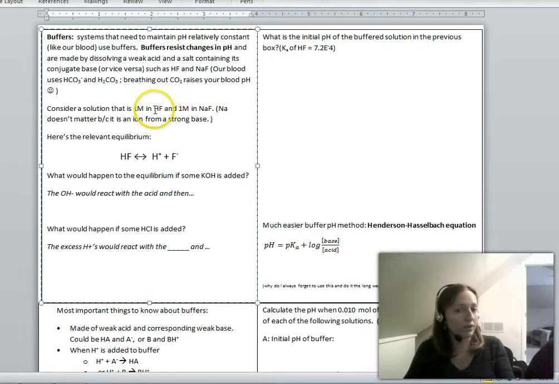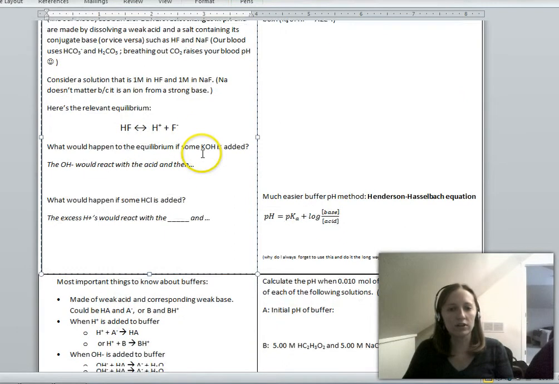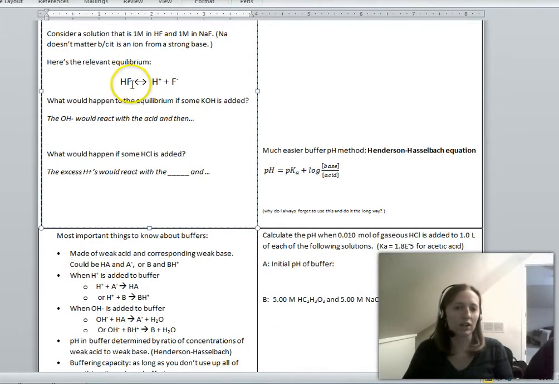So this hydrofluoric acid is making it slightly acidic, this fluoride is making it slightly basic, and it'll equilibrate to a pH, and whether it's acidic or basic depends on whether the Ka is stronger or the Kb is stronger. So here's our equilibrium for this situation, HF back and forth, your loose protons and your fluoride. Here's the acid side, here's the base side.